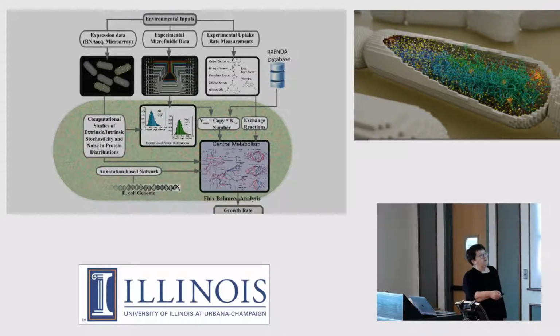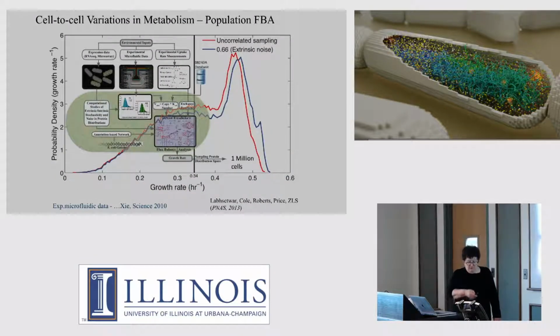You know something about the exchange reactions. What is the average uptake rate of glucose in a cell? What is the average oxygen uptake? And you can put that into the equation and try to solve it to get the maximum growth rate.